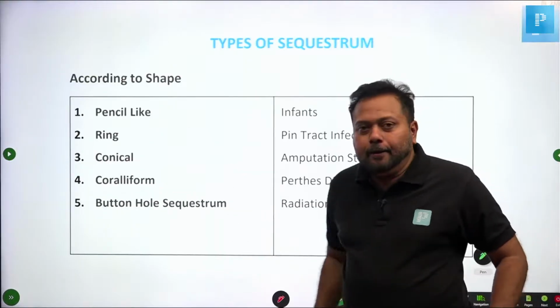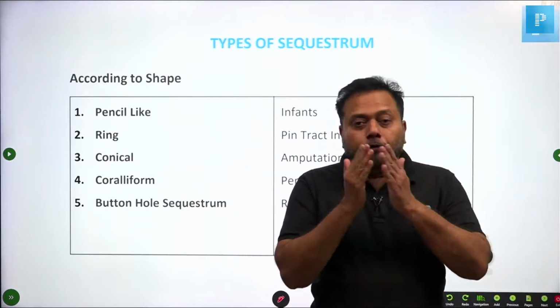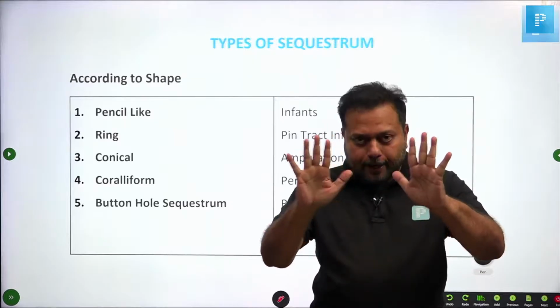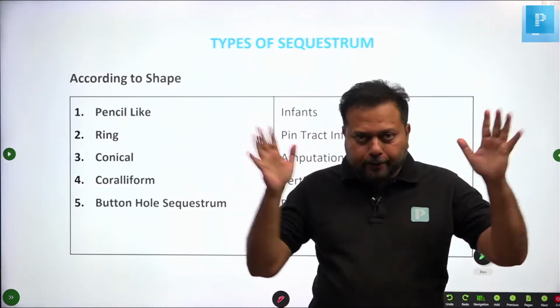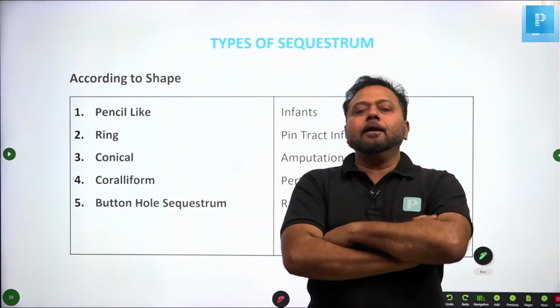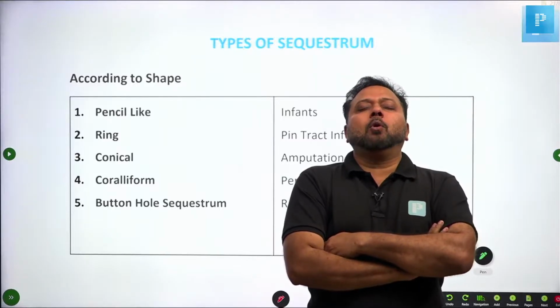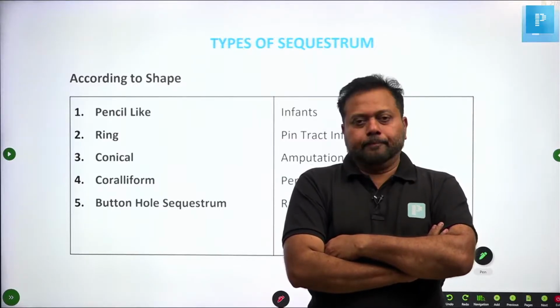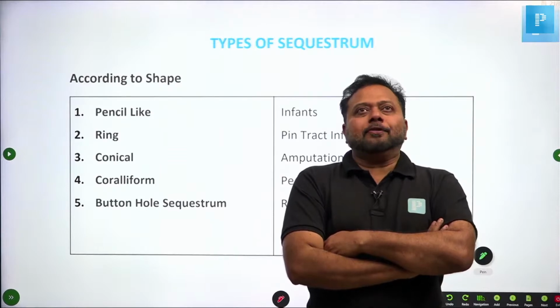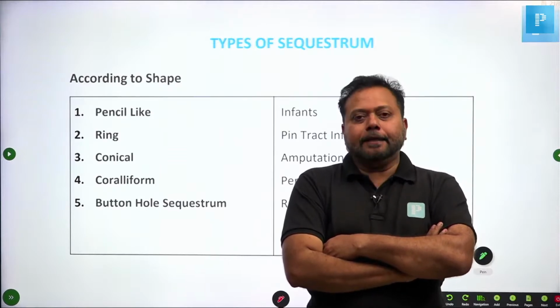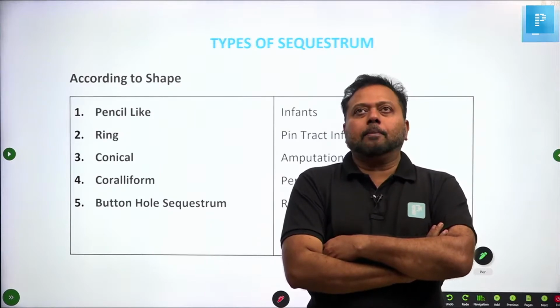Now, you see, dear friends, please focus your fullest attention on me. You will get the PDF. You are going to read. You focus your fullest attention on me. You see, sequestrum is defined as a dead bone surrounded by a living bone. Sequestra means stand apart. That's the meaning in Latin. This is a dead bone surrounded by a living bone.